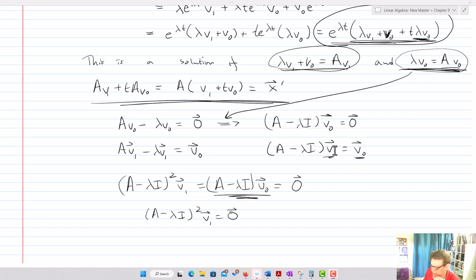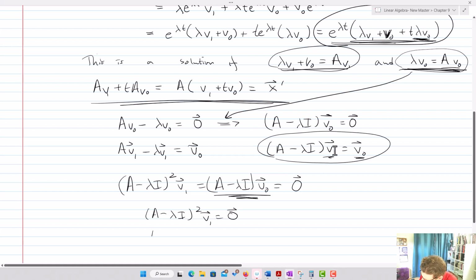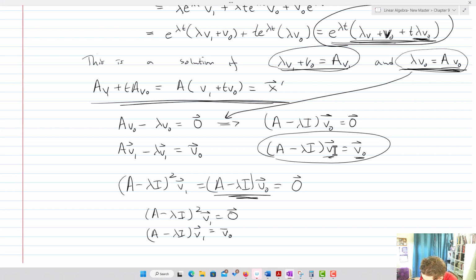And then we take this second one right here. That's going to be our other equation: (A - λI)v₁ is equal to v₀. One thing to note, we need to make sure that (A - λI)v₁ does not equal 0. It's going to end up equaling v₀. So whatever v₁ we choose, we just need to make sure it's not going to equal the zero vector. So basically, it's not going to be an eigenvector for A - λI, which makes sense given that if it was an eigenvector, we'd already be using it for our solutions.